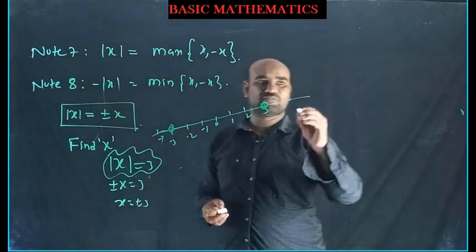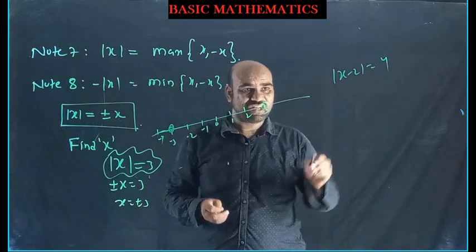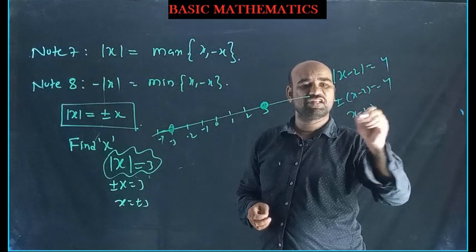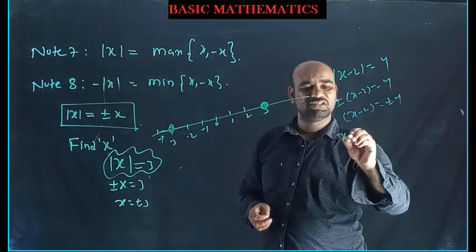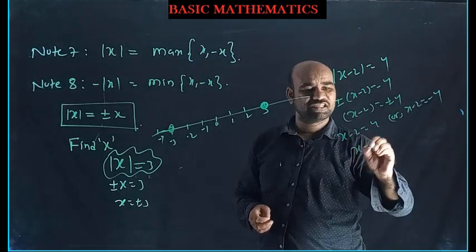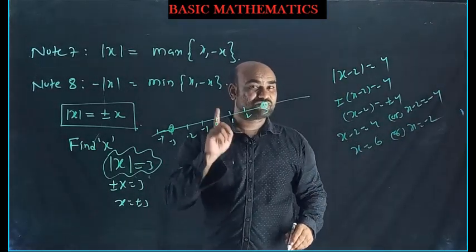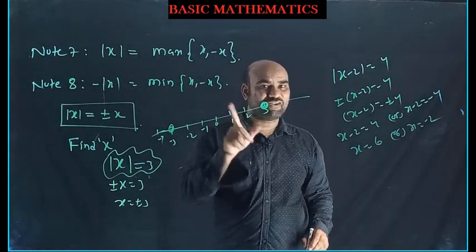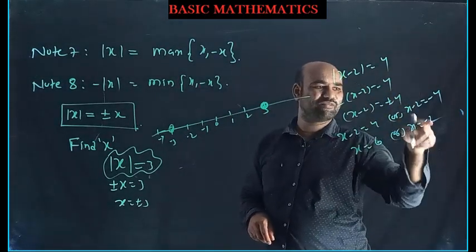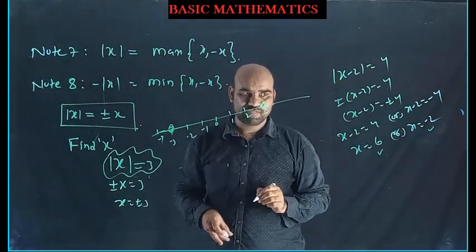One more example I will write here. Modulus of x minus 2 equal to 4. Generally, you can solve like this. Mod of x minus 2 equal to 4, x minus 2 equal to plus or minus 4. x minus 2 equal to 4 or x minus 2 equal to minus 4. x equal to 6 or x equal to minus 2. Always while solving equations we need to verify, then only you can say those are the solutions. 6 satisfied, minus 2 satisfied. So x equal to 6, x equal to minus 2 is the solution of the problem.